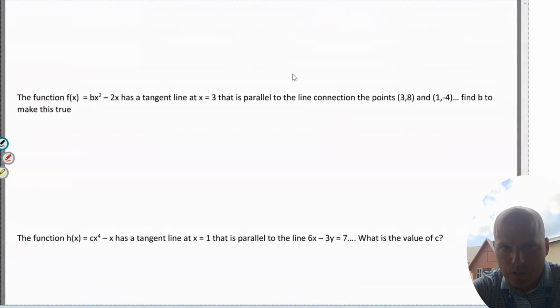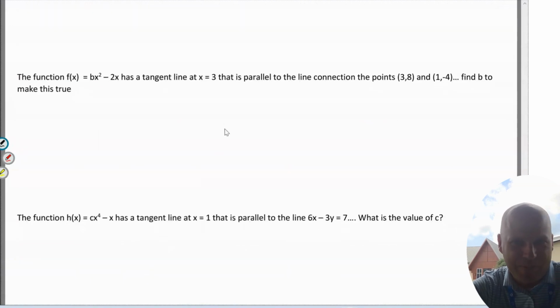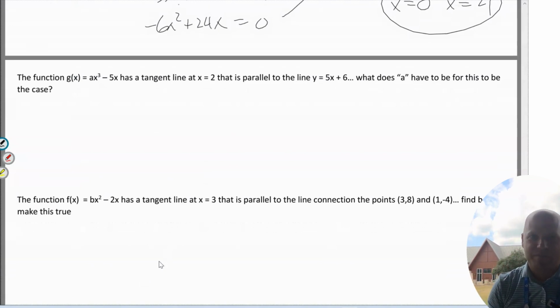Okay, last page. These last four problems are going to trip you up, but then you'll be like, oh, that's not that bad. g equals ax cubed minus 5x has a tangent line at x equals 2 that is parallel to y equals 5x plus 6. What does a have to be for this to be the case?